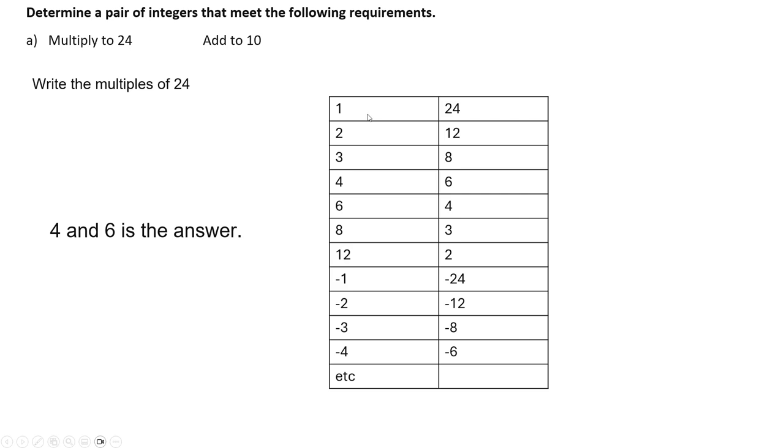So we look down our list. Is 1 plus 24 10? No. 2 plus 12? No. We keep on going down our list until we find a pair of numbers that will add up to 10. And this just happens to be 4 and 6. So that's our answer, 4 and 6. And the ability to do this is going to become very important later on when we start factoring.